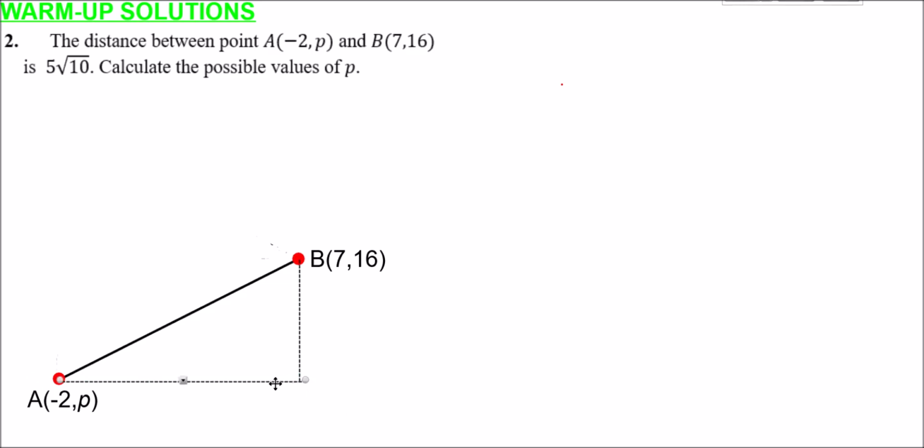So one of these needs to be in terms of p. So in terms of p, what's the vertical distance between these 2 points? Well, this one's 16 and this one's p. So therefore it must be the case that the vertical distance between these has to be 16 minus p.